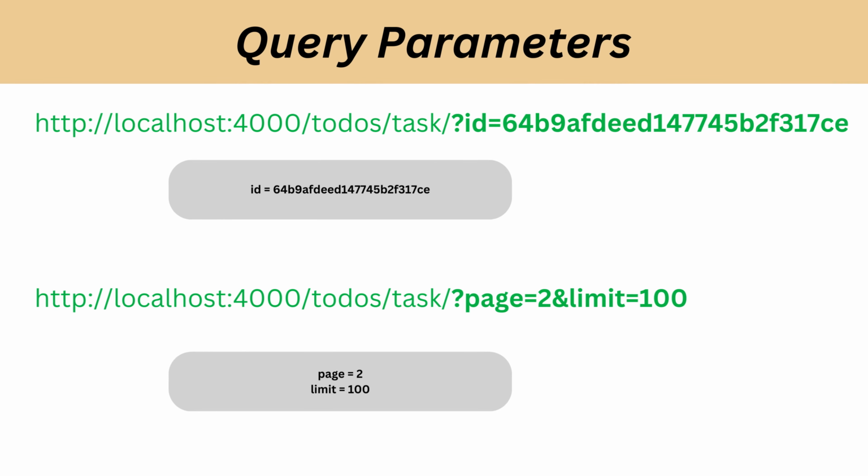If you notice the first URL after /todo/task, we have a question mark and an ID equal to some number. If you look at the second URL, we are passing two query parameters, page and limit. We can pass as many as you want. Once you extract these parameters, they become variables. For example, page and limit become variables in the second, and ID becomes a variable in the first one.